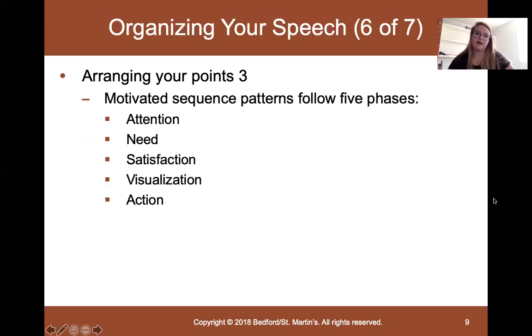Arranging your points. Monroe's motivated sequence pattern follows five phases. This is kind of a tough one. If you don't use this pattern, that's okay, but it's really important for you to know because it will likely be on an exam or a quiz. So Monroe's motivated sequence arranges through five phases.